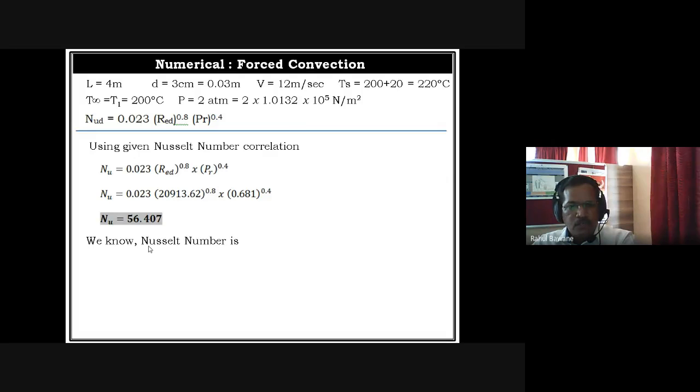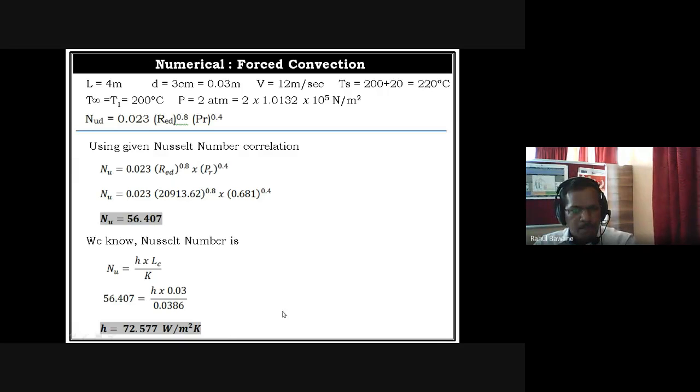Now, we know the mathematical expression for the Nusselt number. So, Nusselt number is h Lc upon k. Nusselt number is 56.407. h we don't know, the convective coefficient. Characteristic length or hydraulic diameter is 0.03. Thermal conductivity is given, 0.0386. So hence we obtain the value of the convective coefficient, 72.577 watt per meter square Kelvin, or you can write watt per meter square degree centigrade.